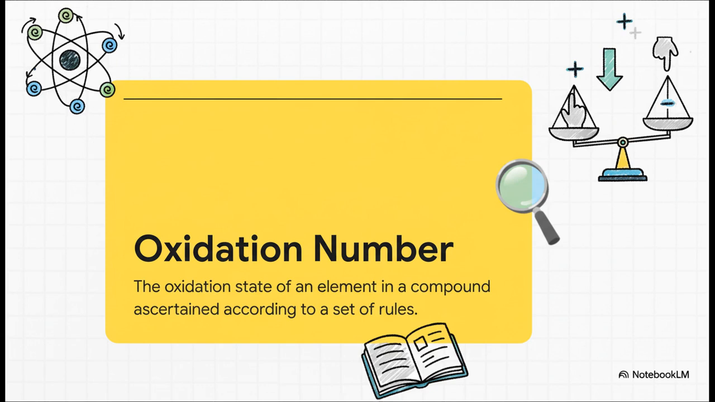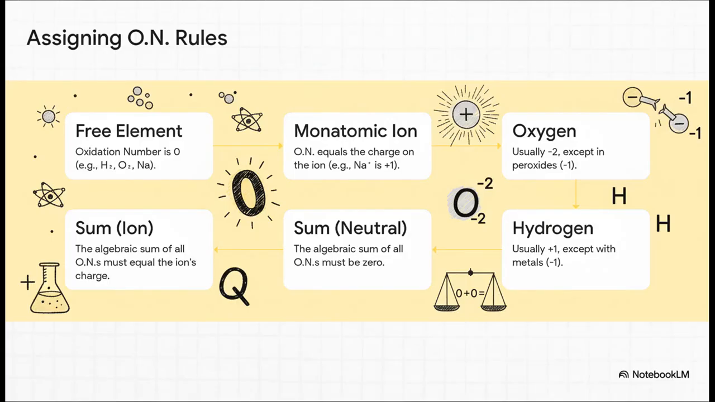So what is this thing exactly? Well, you can think of it like a score. We assign the score to each atom just to keep track of where the electrons are moving. It's like an accounting system for electrons. So if an atom's oxidation number goes up, it has been oxidized. And if its number goes down, it's been reduced. Simple. Now, to give out these scores, we just have to follow a few simple rules.